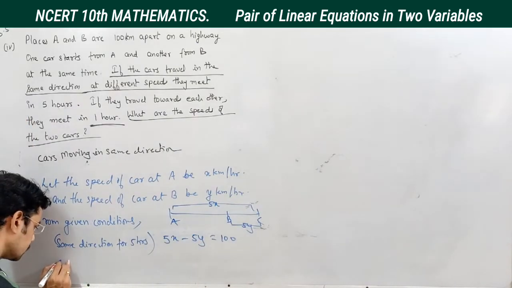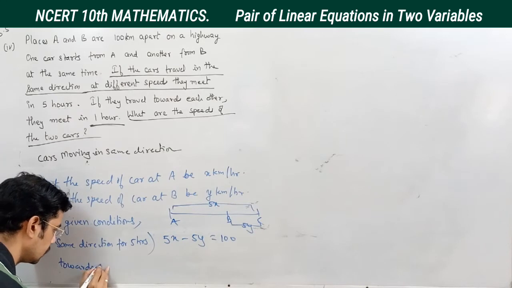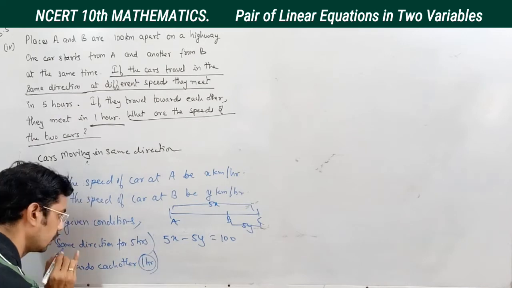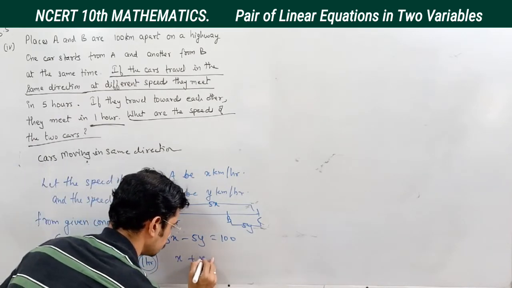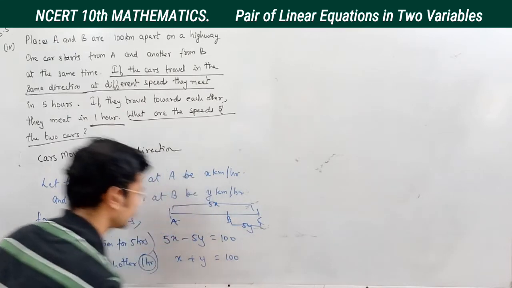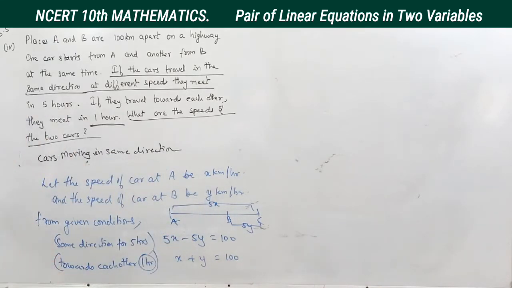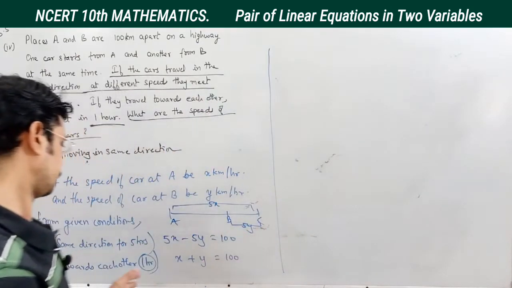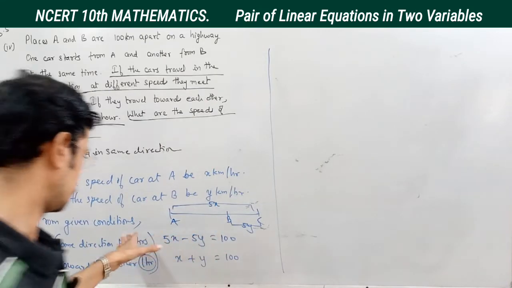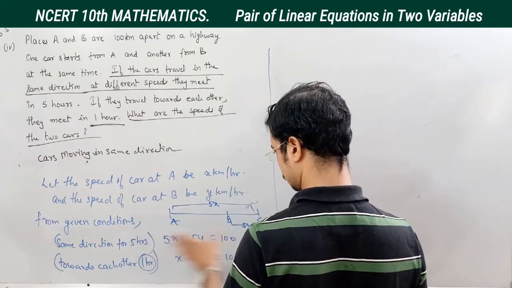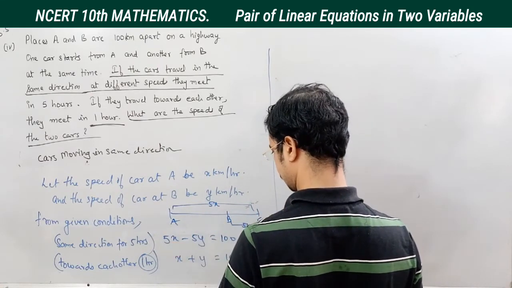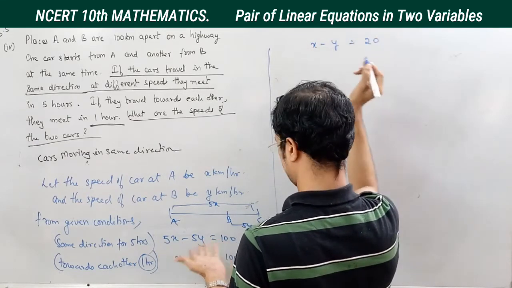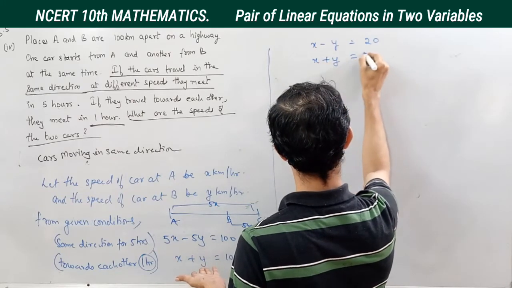So in different directions towards each other, for 1 hour, in 1 hour it is x plus y equal to 100. So it is x plus y equal to 100. Now let us see how to solve this problem. In the first case we can simplify the first equation. How can we simplify? This is x minus y equal to 20. And the second equation is x plus y equal to 100.